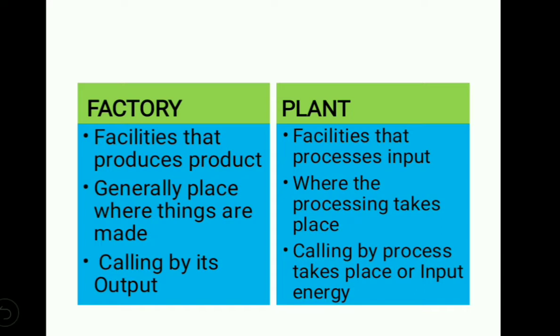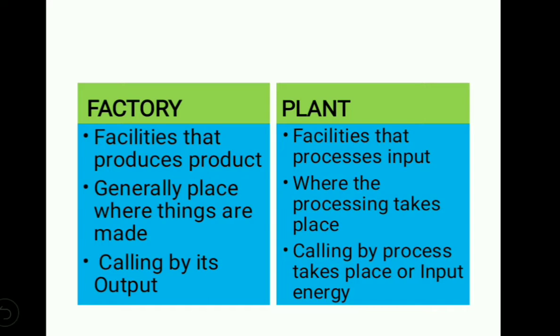Look at the next difference. Factories are generally places where things are made. The place where all phases of production are going on is called a factory. Then what is a plant? Where the processing takes place. For producing a product, there will be some process behind it. Where that process is going on, that is a plant.